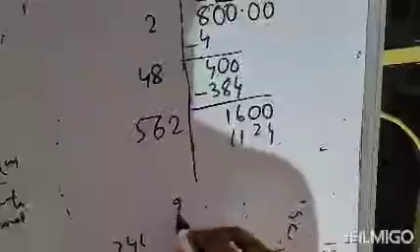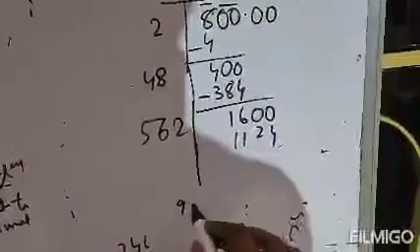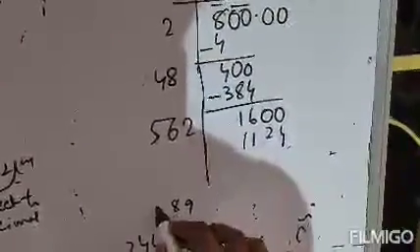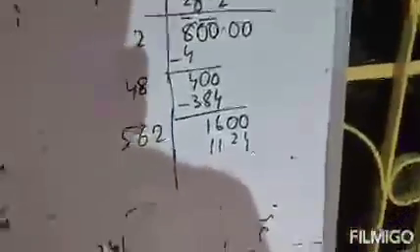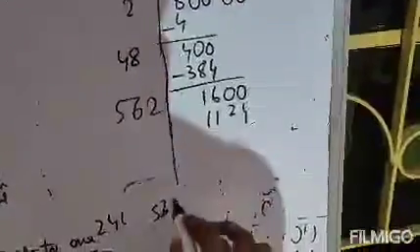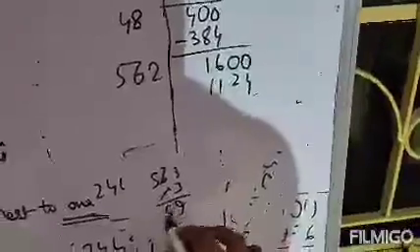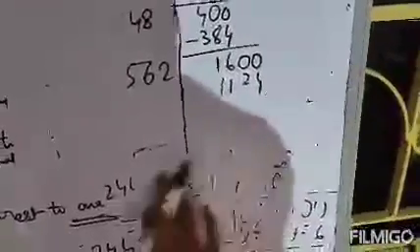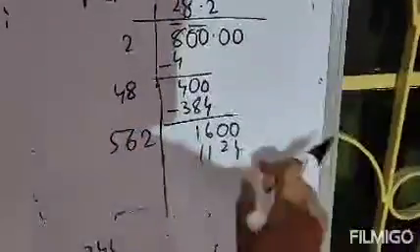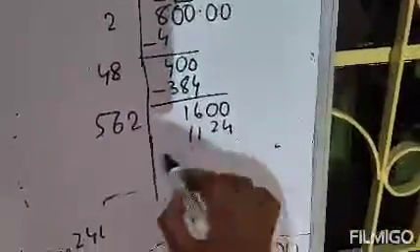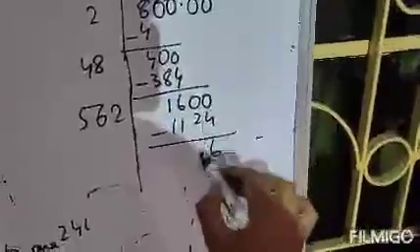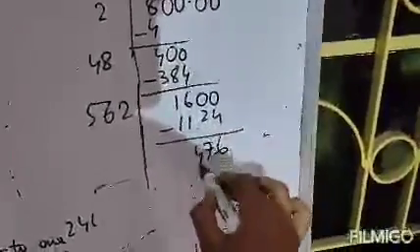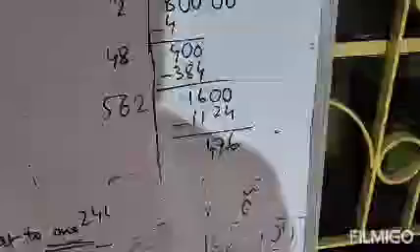Clear? If we do it by 3, then 3 3s are 9, 3 6s are 18, carry 1, 3 5s are 15, and 1 is 16. That would be bigger than 1600. So 2 2s are 4, 2 6s are 12, carry 1, 2 5s are 10, and 1 is 11. So just subtract. So decimal 28.2. Clear? So we will take 2 zeros again.